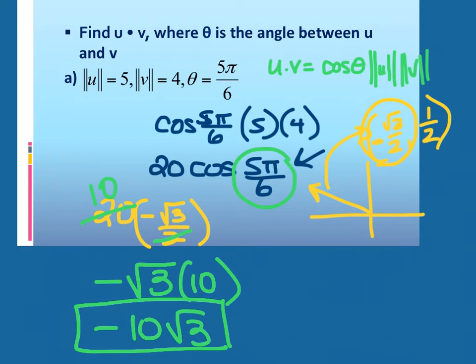If this angle was not on my unit circle, if it wasn't an over 2, over 4, over 6, or over 3, then I would use the calculator to find it and then multiply it times 20.